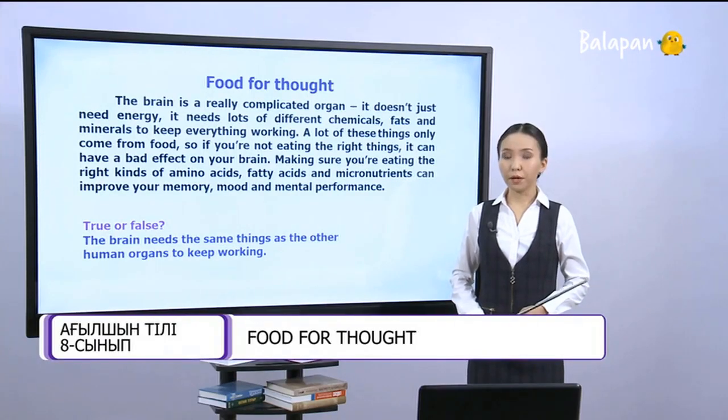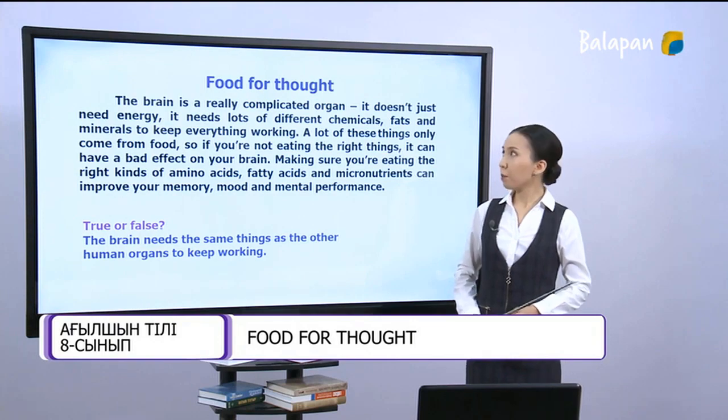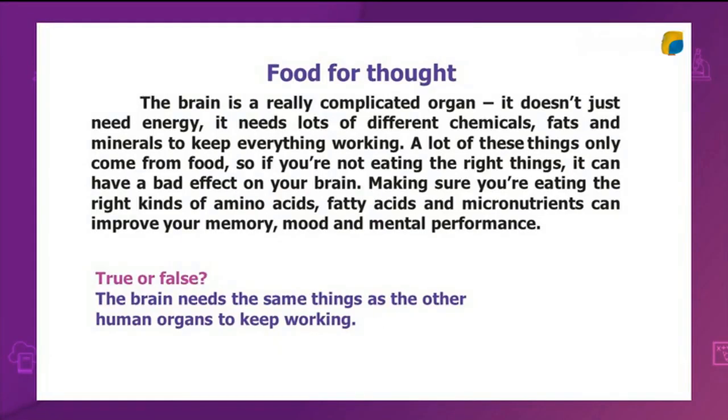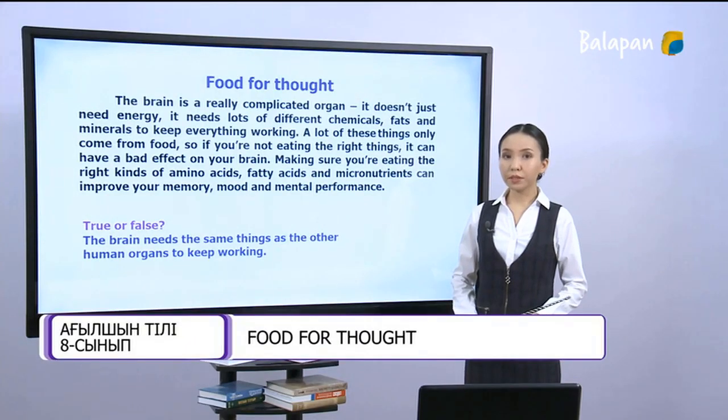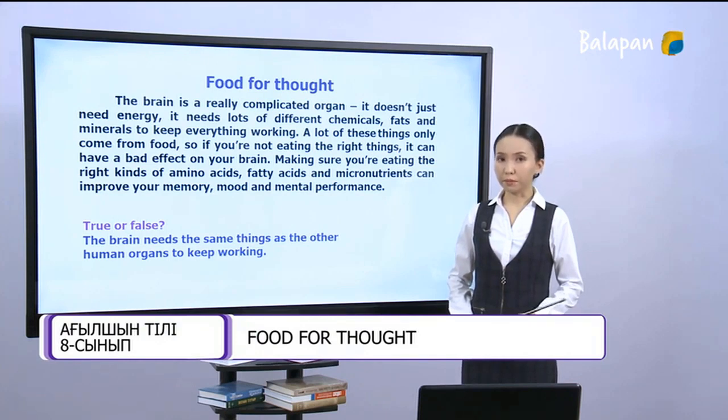We have watched the video, and now let's read the text about food for thought. The brain is a really complicated organ. It doesn't just need energy, it needs lots of different chemicals, fats, and minerals to keep everything working. A lot of these things only come from food, so if you're not eating the right things, it can have a bad effect on your brain. Making sure you're eating the right kinds of amino acids, fatty acids, and micronutrients can improve your memory, mood, and mental performance. Now you should decide, is the statement true or false?